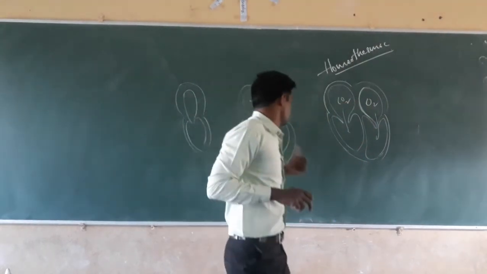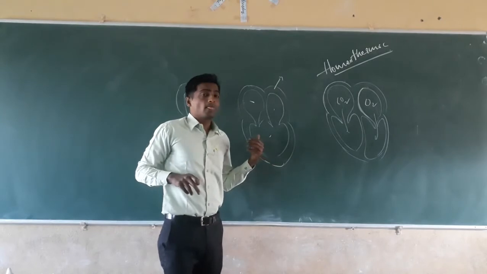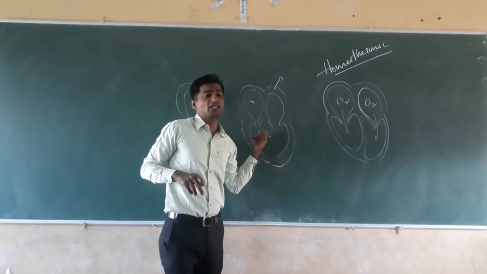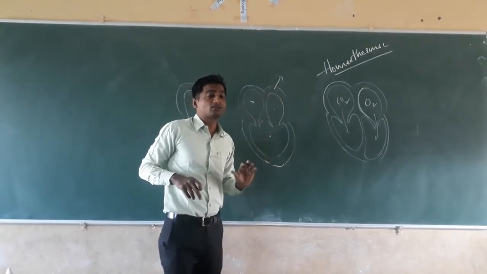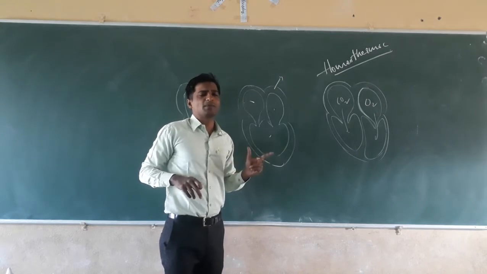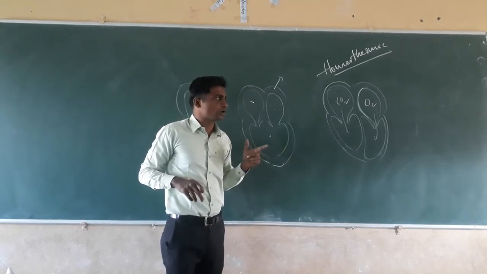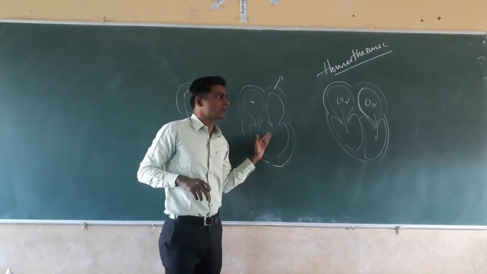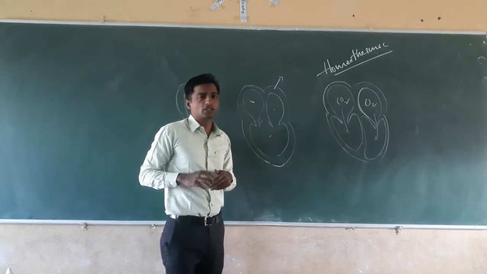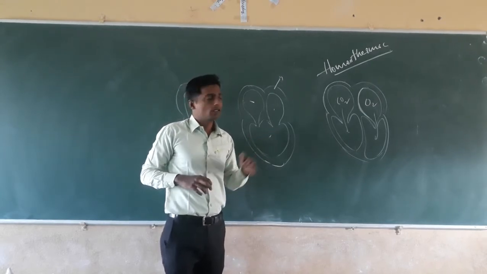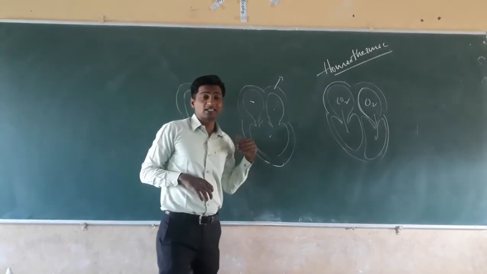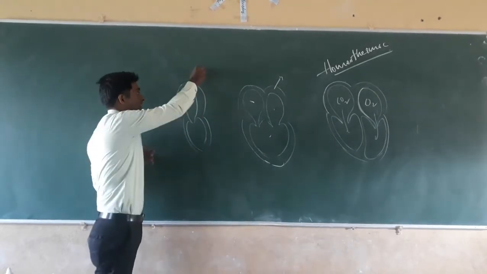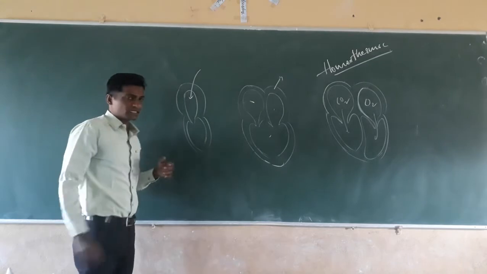But in the case of a three-chambered heart, what happens? The mixing of oxygenated and deoxygenated blood takes place. That's why they change their body temperature with respect to their environment. That's why these living organisms are called poikilothermic. Isn't it? Poikilothermic.